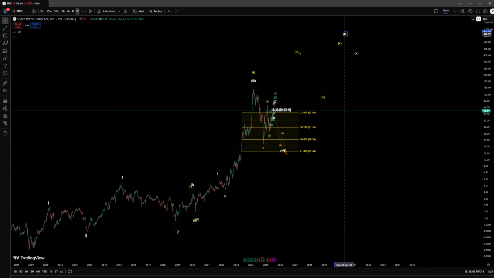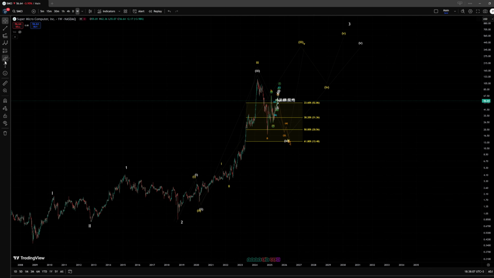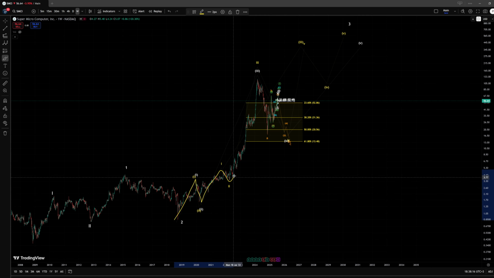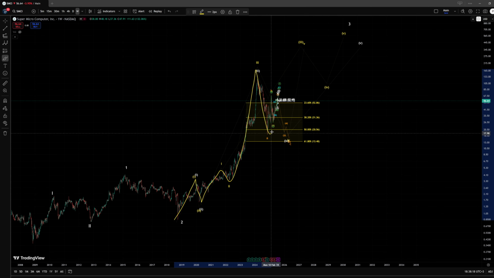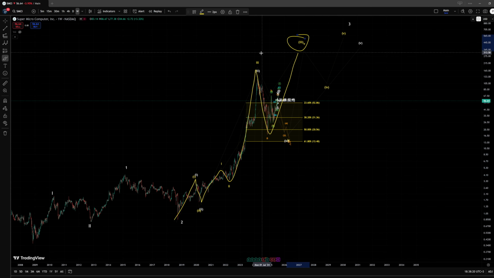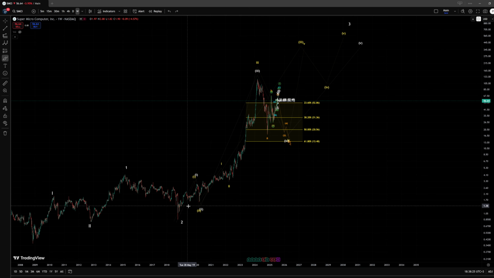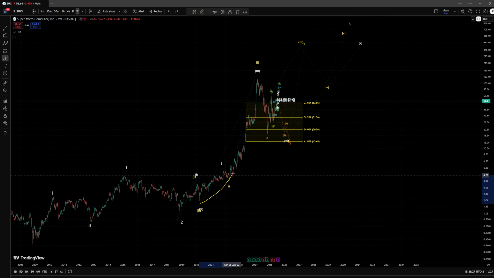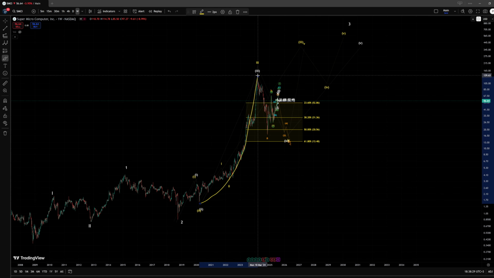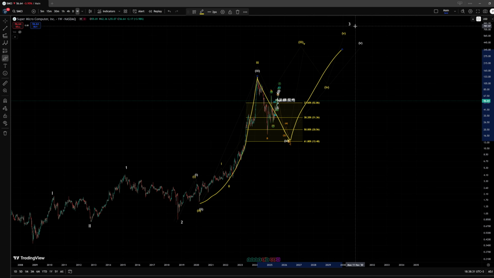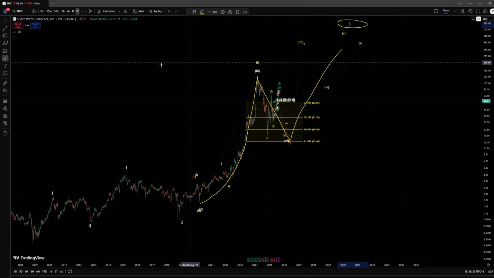two different scenarios within this third wave, and in both of them we completed a wave 1 here and then a wave 2 down. But in the yellow scenario, we have an additional 1-2 here, and then a third wave up, a fourth wave down, and a fifth wave to complete a first third wave within the larger third wave. And in the white scenario, we can assume that the third wave here is already complete, and we only need one more 4-5 pattern to complete the actual third wave.